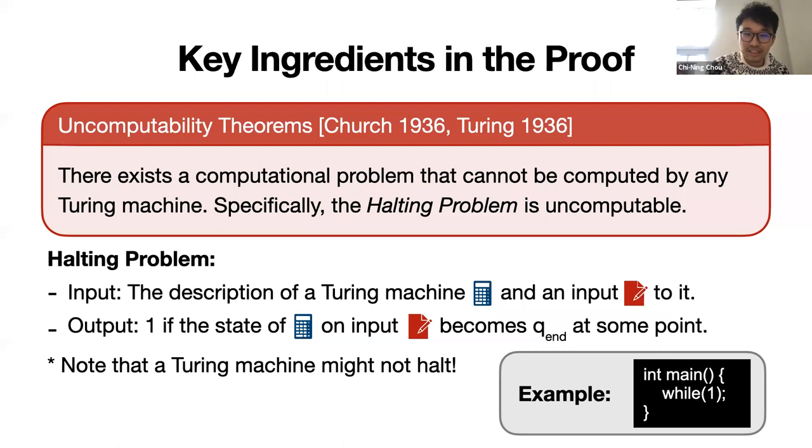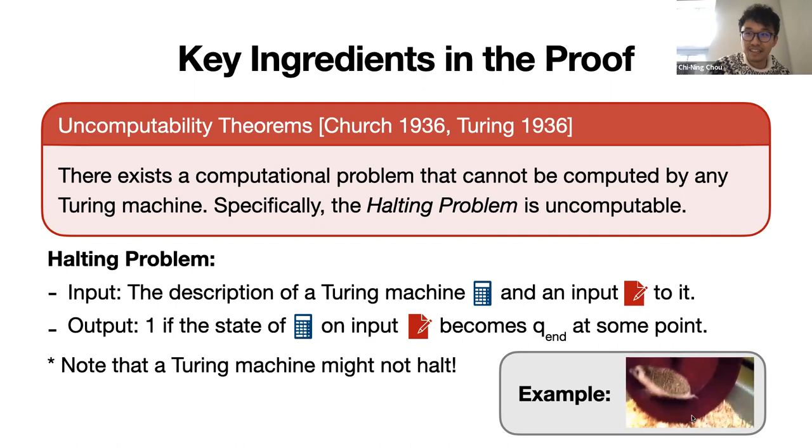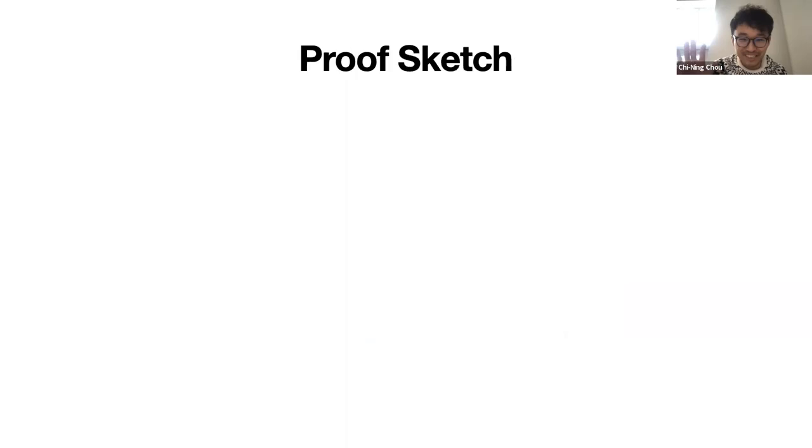For example, this is code written in C, if you know this language. If I put a 1 in a while loop, it will never stop. So this is an example of a Turing machine that won't stop. And if you don't know C, it's fine. Imagine you have a hedgehog running on a wheel, never ending. This is like a Turing machine that never stops.